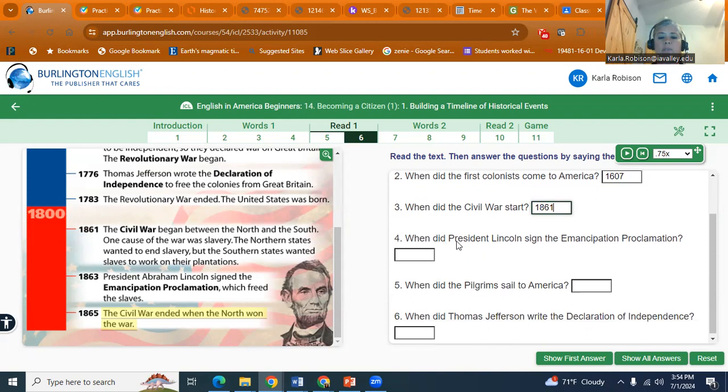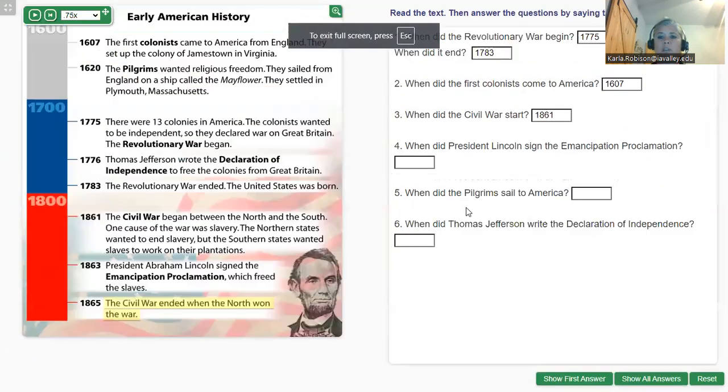When did President Lincoln sign the Emancipation Proclamation? Okay, so I have a couple of keywords here. I can look for Lincoln, or I'm going to look for Emancipation Proclamation. All right, so just keep going down. Well, I know there's Lincoln right here. Here's Emancipation Proclamation. Okay, so when did President Lincoln sign it? President Abraham Lincoln signed the Emancipation Proclamation, which freed the slaves in 1863.